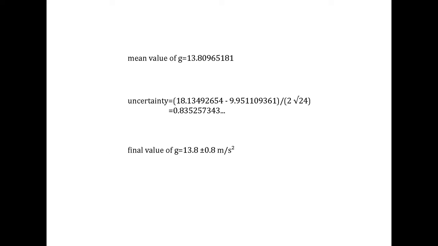We performed the experiment 12 times and got 24 values of g. The average of the 24 values is 13.809658181 meters per second squared, and the uncertainty was estimated by finding the uncertainty in the mean value of g by finding the range of values divided by 2 and divided by the square root of the number of values. Our final value for g was 13.8 plus or minus 0.8 meters per second squared.